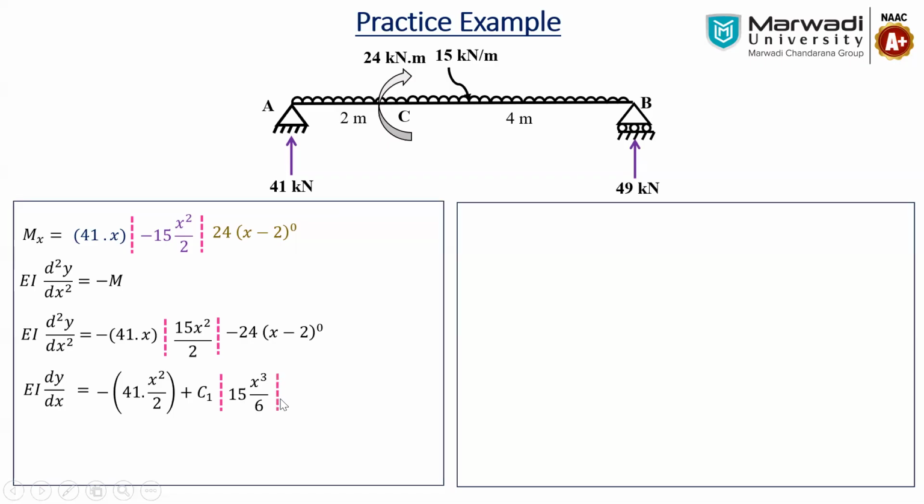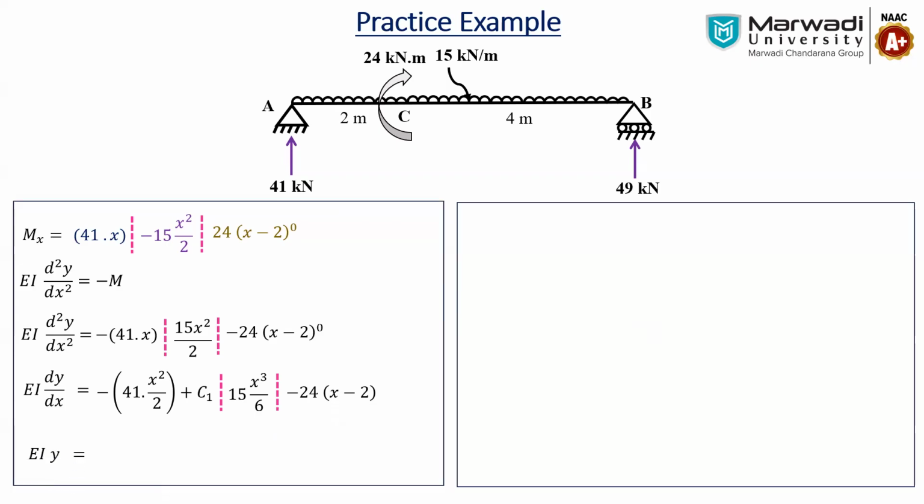Then another section, and what is the integration of x minus 2 raised to 0? It's n plus 1 by n plus 1. So it will become x minus 2 raised to 1 by 1. So it is nothing but minus 24 x minus 2, right? So this is nothing but the generalized equation of the slope.